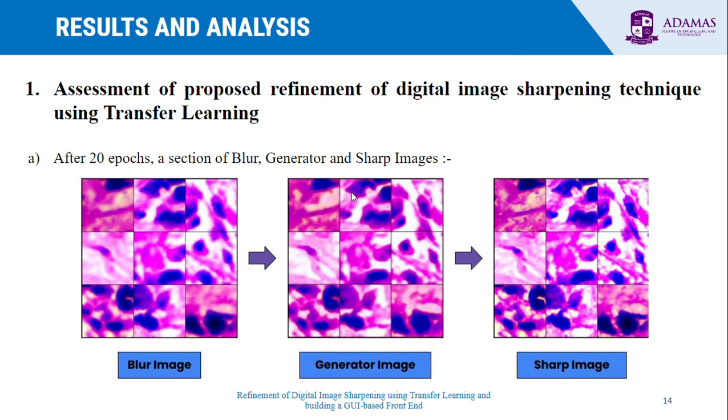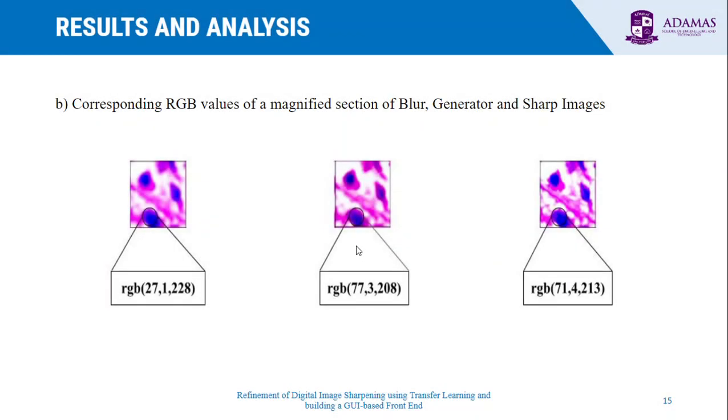The most important section is result and analysis. Firstly, our first objective was to refine digital image sharpening using transfer learning. So let's go through the result of it. After 20 epochs, a section of blur, generator and sharp images are shown. These are the corresponding values of the magnified section of the blurred, generator and sharp image. We can clearly see that there is a very small difference between the RGB values of generator and sharp images.